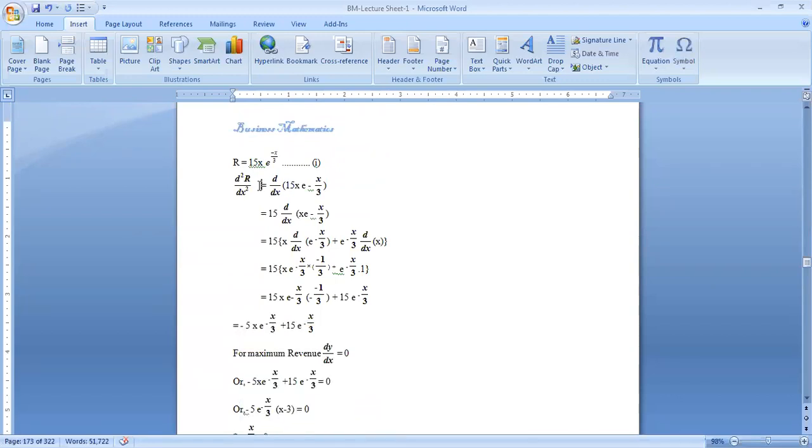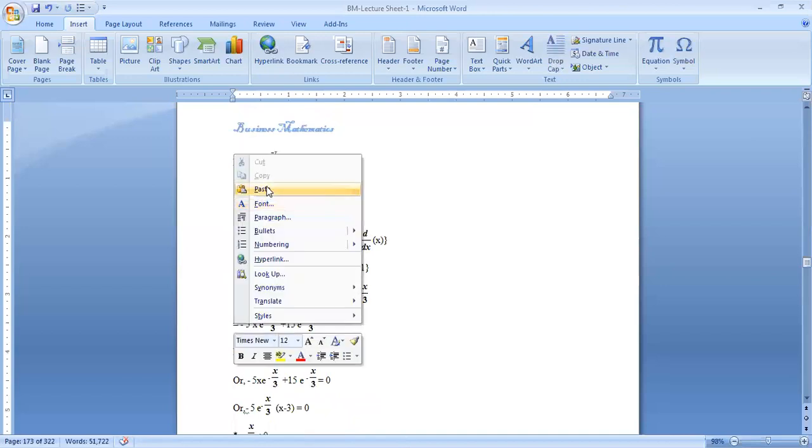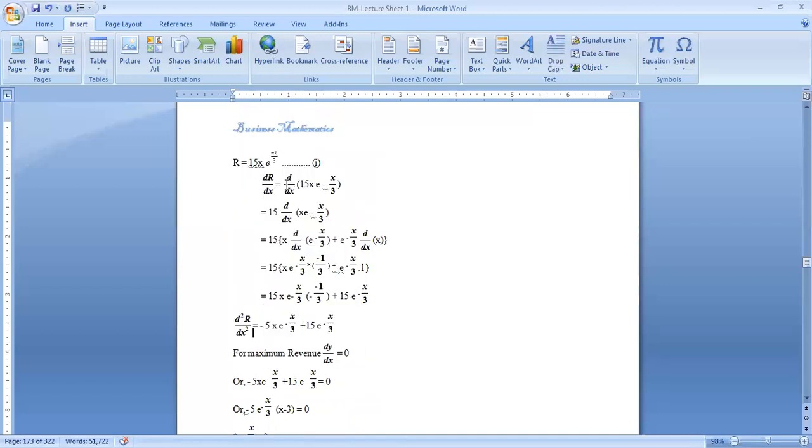First derivative will be this one. This is the first derivative, first differentiation. R equals 15x e to the power minus x by 3, equation number 1. Now taking differentiation with respect to x on both sides, that means dR/dx equals d/dx of this.